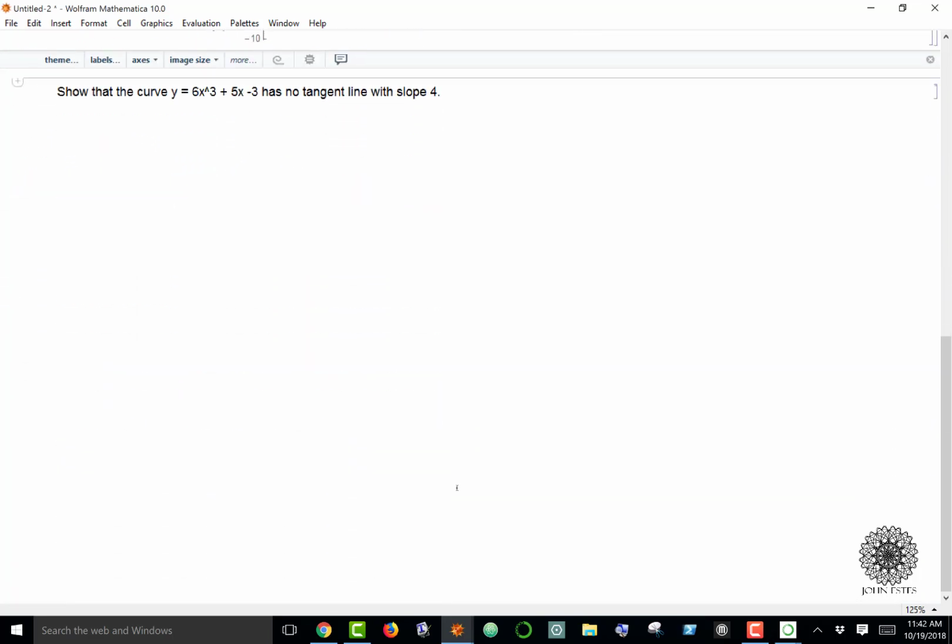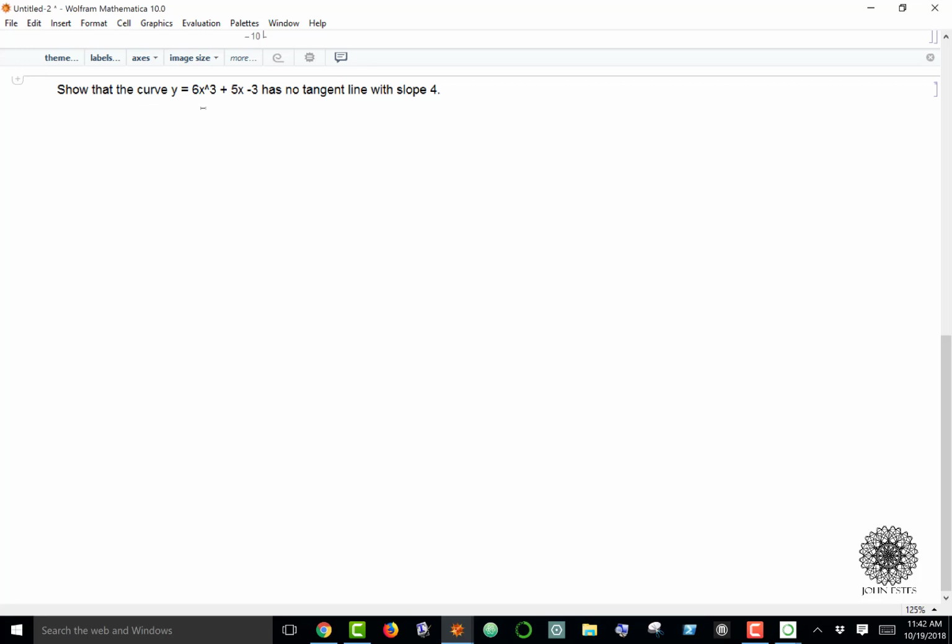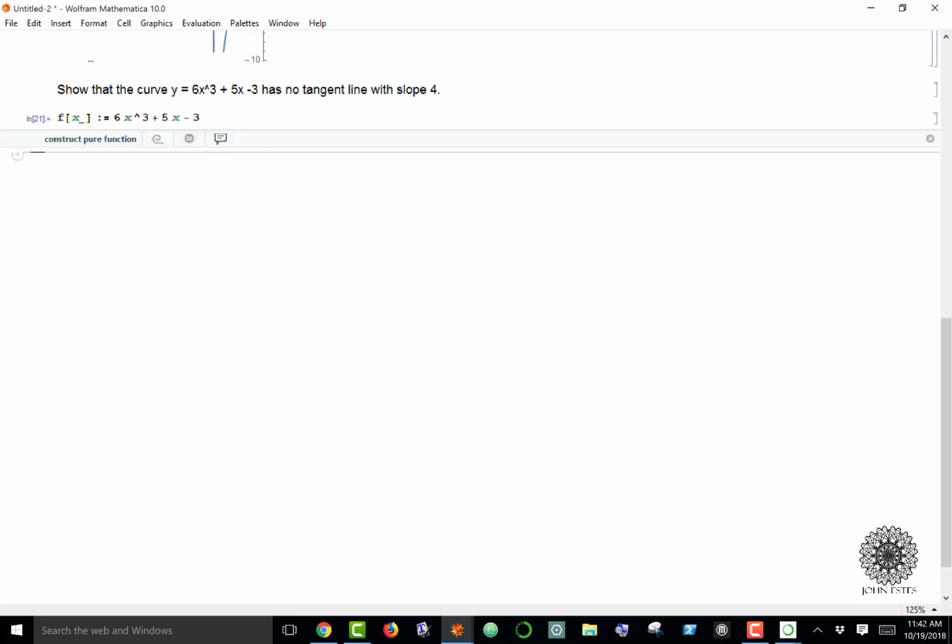The second one says, show that the curve y equals 6x cubed plus 5x minus 3 has no tangent line with slope 4. This time I'm going to write f of x, because I don't really like doubling up my variables in the same notebook. So f of x is 6x cubed plus 5x minus 3. Okay, so there's my function.